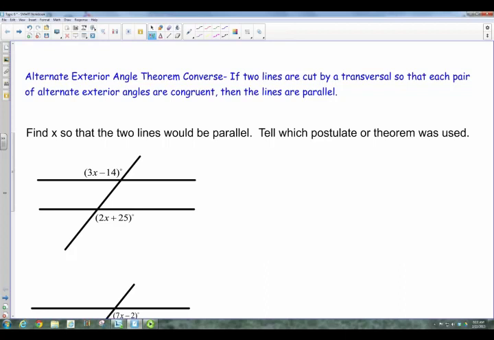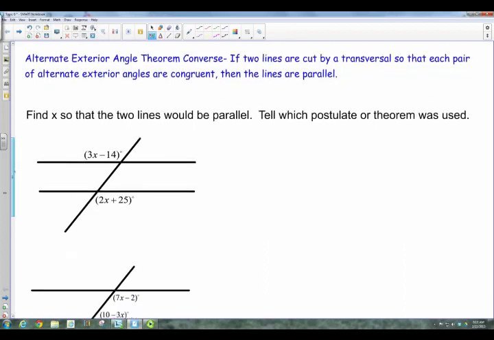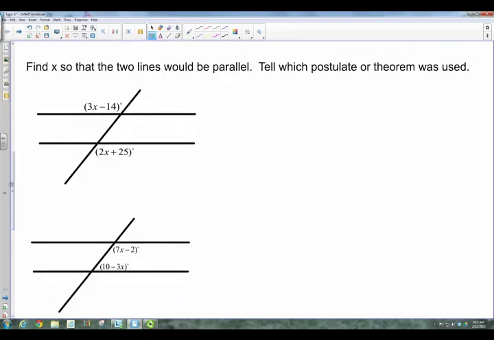In this section, what we're going to be doing is finding the values of the variable to prove that they are parallel. Here's how that works. I've got these two angles here. Based on these two angles, which relationship are they: alternate interior, alternate exterior, corresponding, or consecutive interior? Well, they cross over the transversal and they're on the outsides of the lines that appear to be parallel, so that would be alternate exterior.